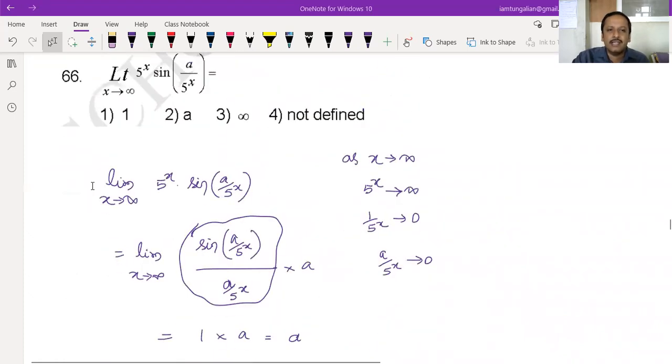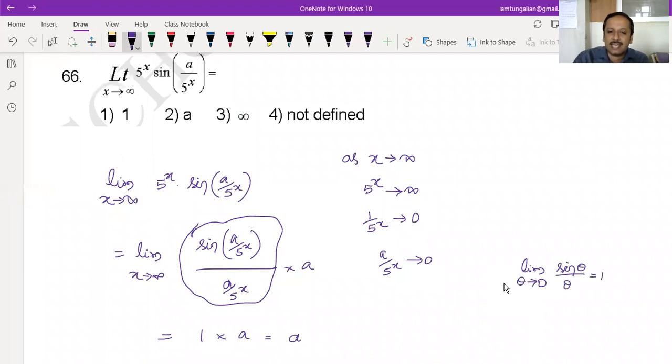66. Limit x tends to infinity, 5 power x into sine(a by 5 power x). This 5 power x I am taking into the denominator. It will become a by 5 power x. You all know that limit theta tends to 0, sine theta by theta is equal to 1. I am using this formula here.